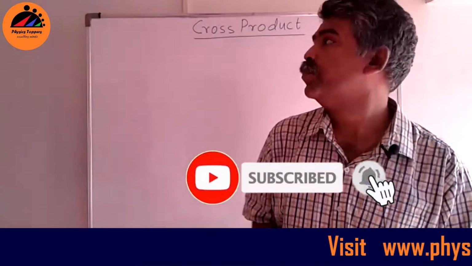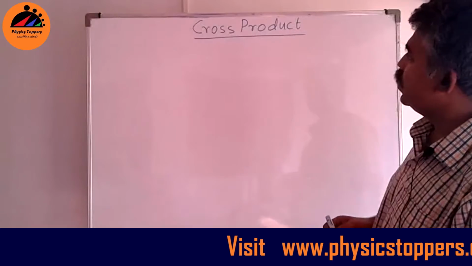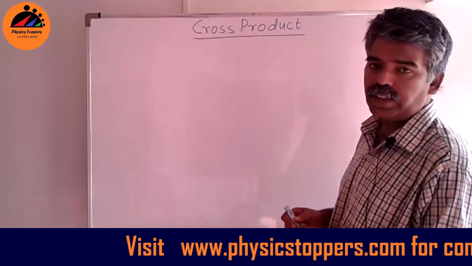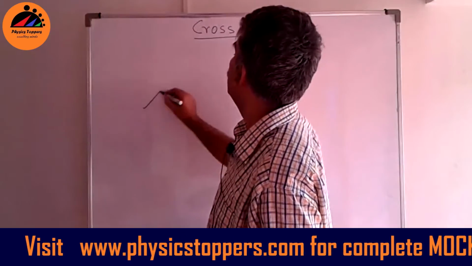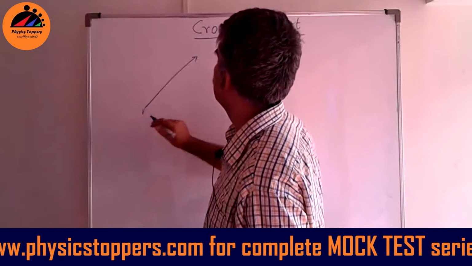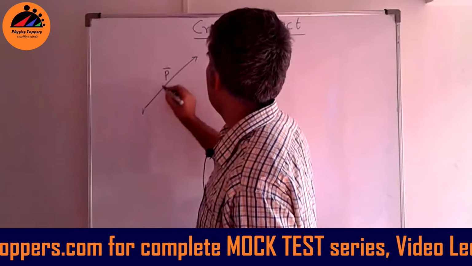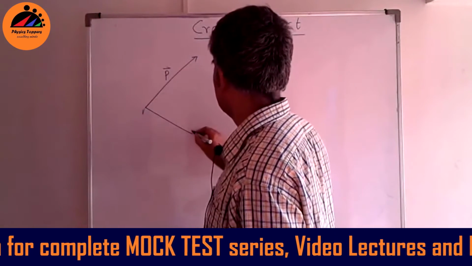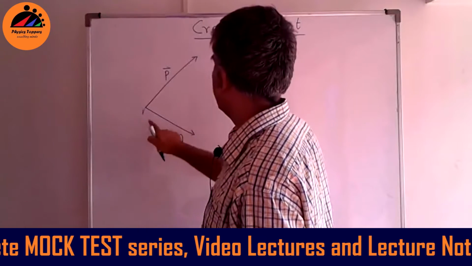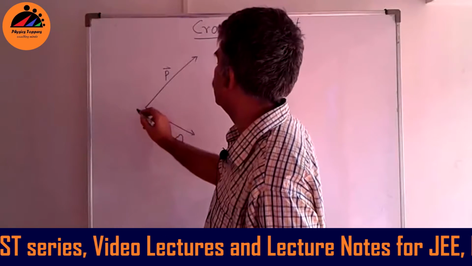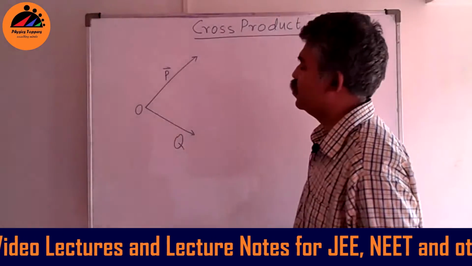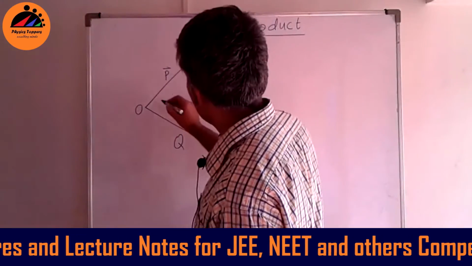Cross products. Cross product of two vectors. Suppose this is a vector P and this is the other vector Q, originating from the same point. Suppose this point is O and the angle between them is phi.